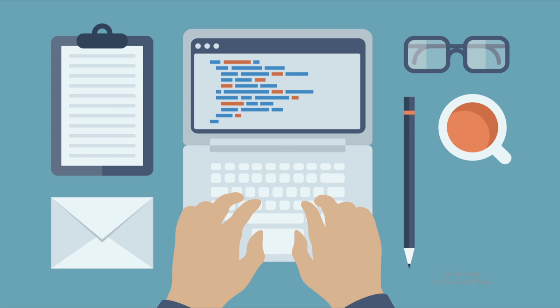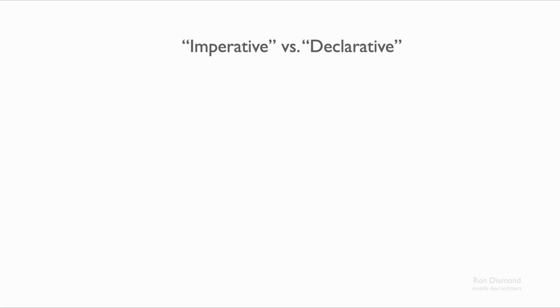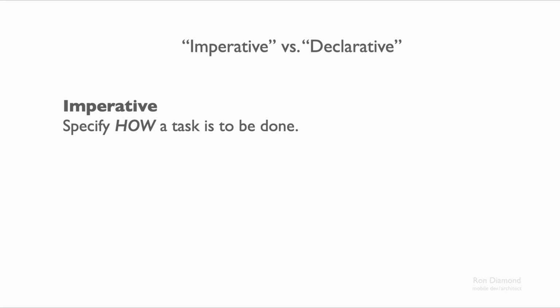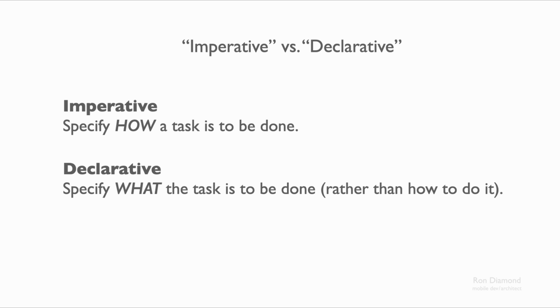There are different styles of programming, and recently we're reminded of one style called declarative, like in SwiftUI on iOS and Jetpack Compose on Android, as distinguished from the imperative style of programming. So what are those? Well, imperative is when we specify how a task is to be done. Declarative lets us specify what the task is to be done rather than how to do it. So let's look at how this works, and we'll use an example from real life.